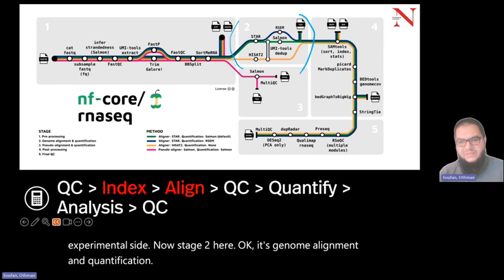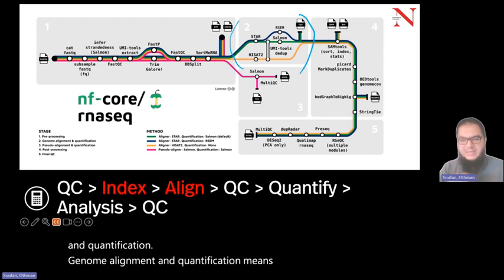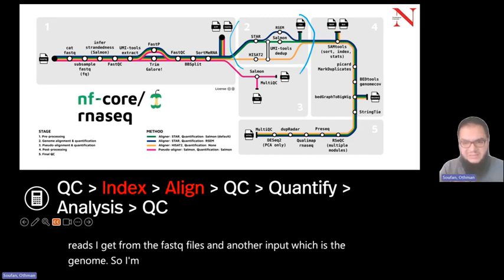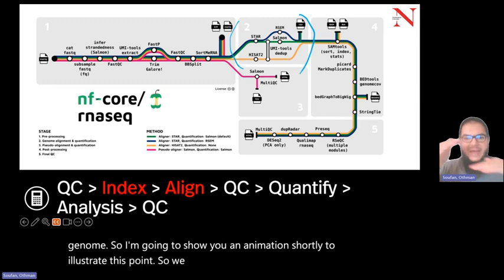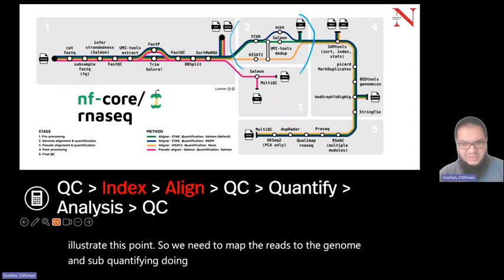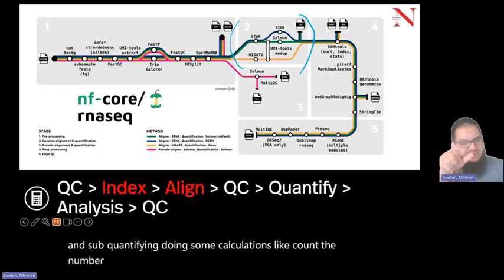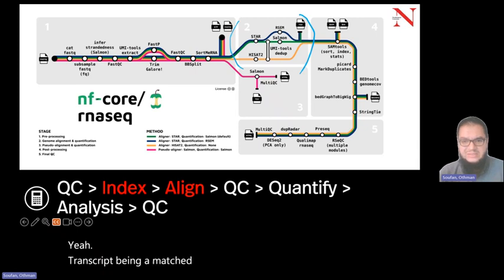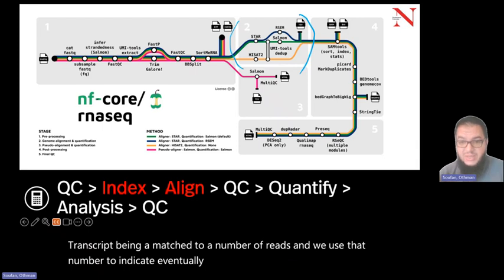Genome alignment and quantification means I need to take the reads I get from the FASTQ files and another input, which is the genome. I'm going to show you an animation shortly to illustrate this point. We need to map the reads to the genome and start quantifying, doing some calculations, like counting the number of times we have that specific transcript being matched to a number of reads, and we use that number to indicate eventually gene expression.